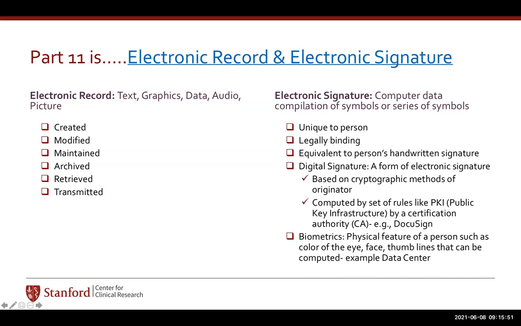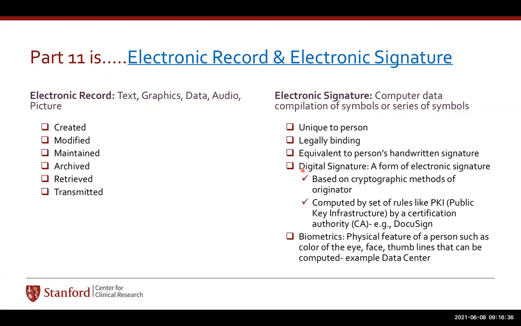So this is what the FDA calls it. A series of symbols. And then they also define a few things: that it should be unique to a person, it should be legally binding, equivalent to a handwritten signature. What they are saying is that whatever attributes paper has, the electronic system should also have the same attributes. Electronic signature is also one form of digital signature. So what does it mean, the digital signature?